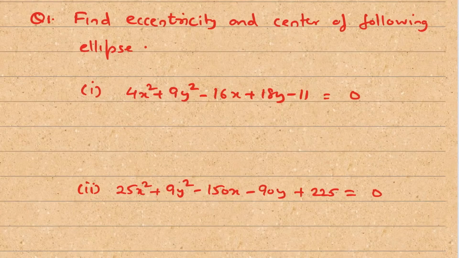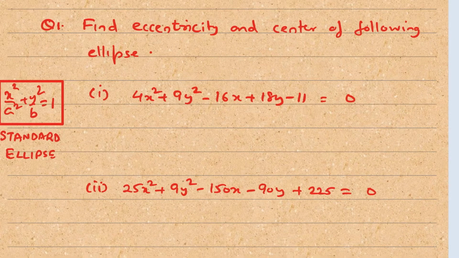Now I need to solve this question really fast. Let's see how we can do. Okay. The question is find the eccentricity and center for the following ellipse. The ellipse equation is not of the standard format. The standard ellipse equation is of the form x square by a square plus y square by b square equal to 1. But clearly this is not that type. Now I need to quickly find out the eccentricity for these type of ellipse.